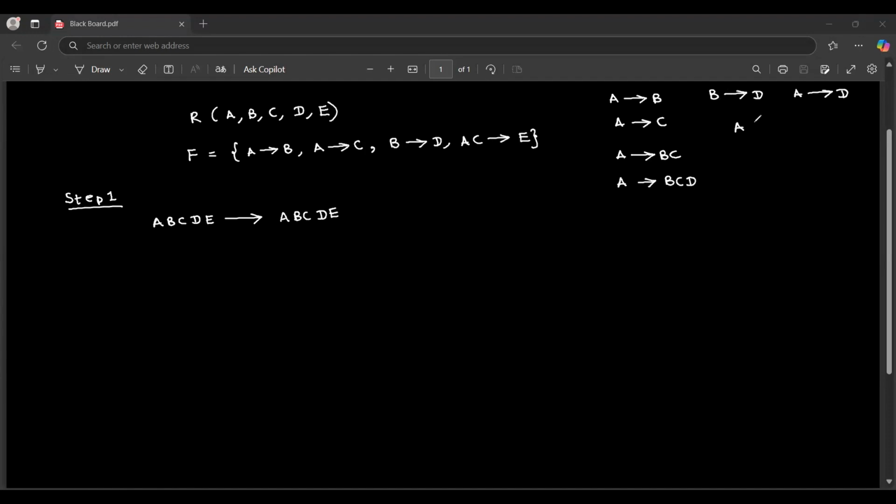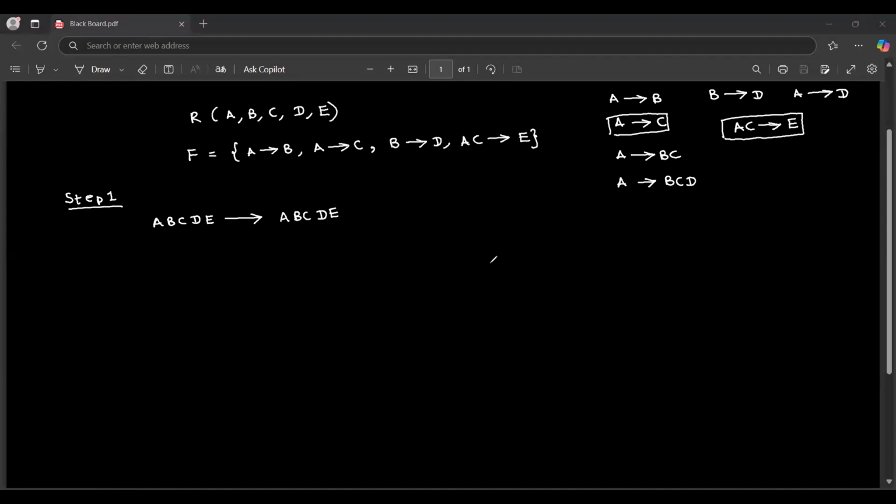Now we have AC functionally determines E. The thing is, here we have AC functionally determines E, so we can't directly say A functionally determines E, because we have A and also C. So how can we deal with this? Well, let's check this and this. Here we are speaking about pseudo transitivity.